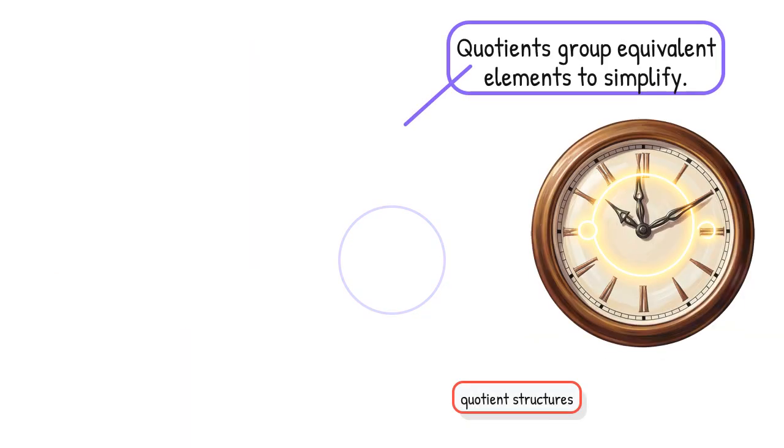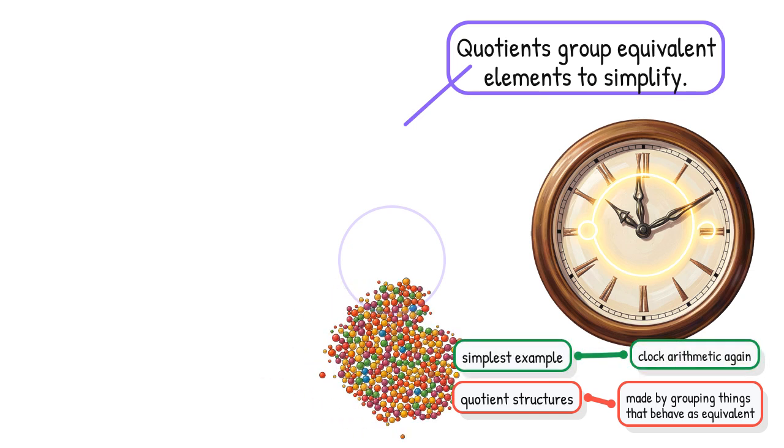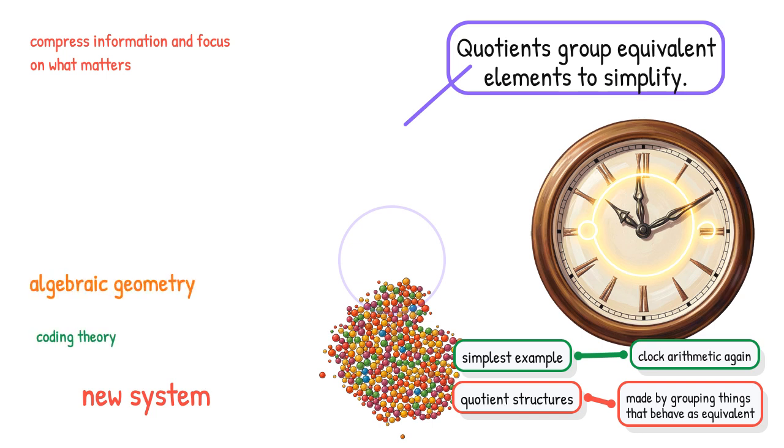Finally, quotient structures. These are made by grouping things that behave as equivalent. The simplest example is clock arithmetic again. Instead of treating 12 and 0 as different, we treat them as the same position on the clock. That creates a new system. This idea is powerful because it lets us compress information and focus on what matters. It appears in coding theory, algebraic geometry, and even in simplifying symmetry problems.